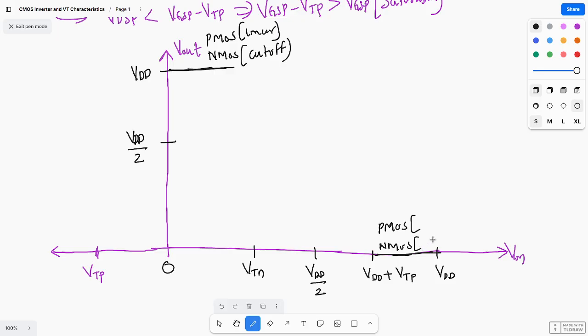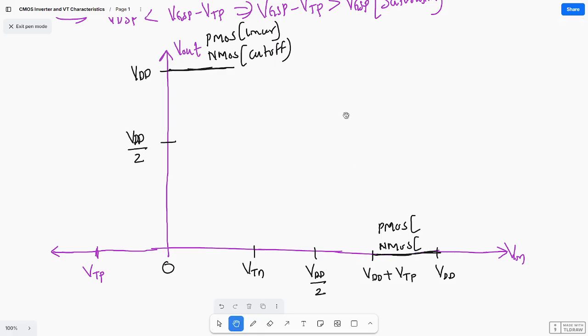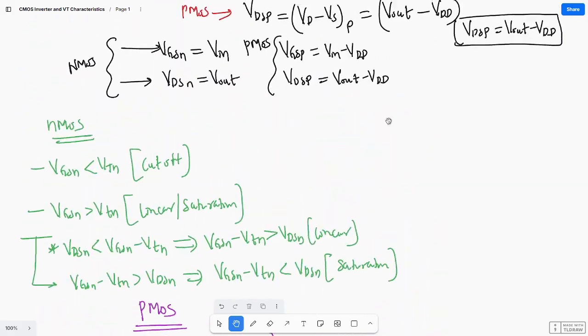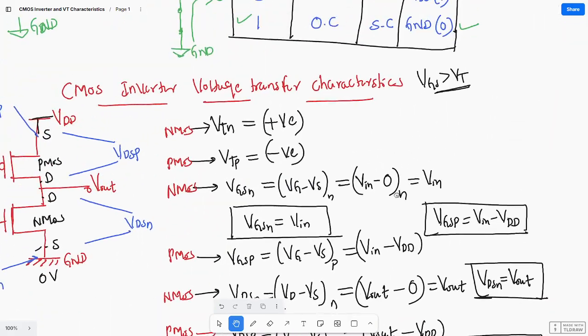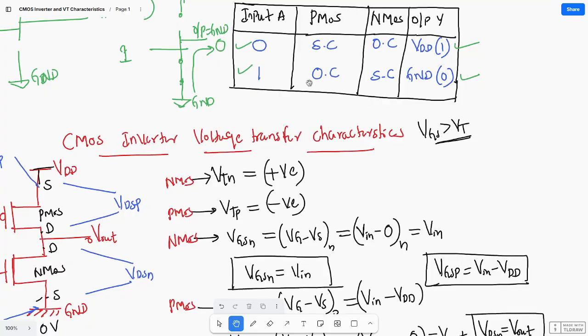PMOS will be which region and NMOS will be which region? You are giving maximum voltage, okay? Maximum means you are giving maximum one. When you are giving one, what happens? PMOS will be open circuit and NMOS will be short circuit.